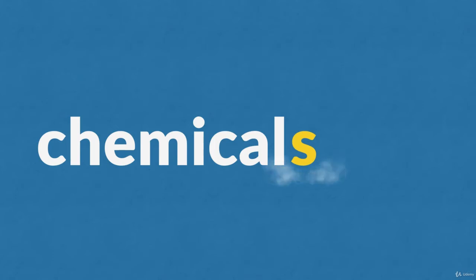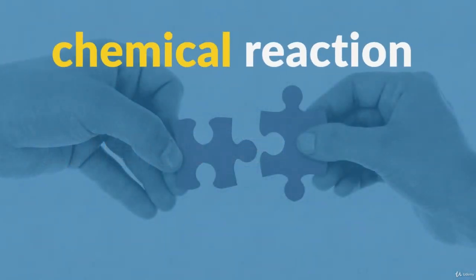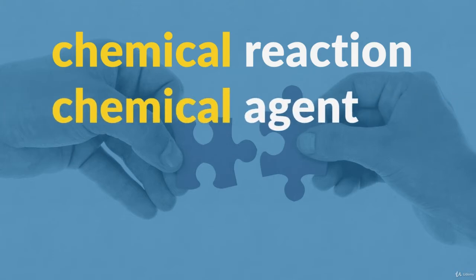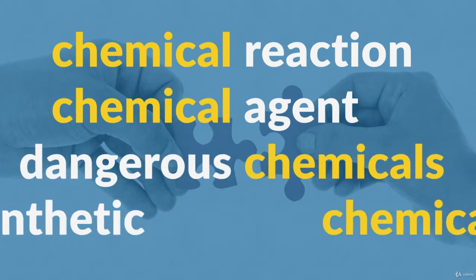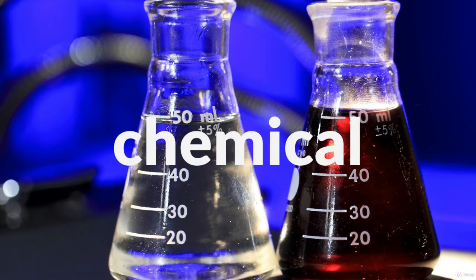So chemicals is a plural noun, and you can turn chemical into an adverb, chemically. For example, chemically treated food, or the drug chemically affects your thought processes. Some common collocations: chemical reaction, chemical agent. So these are uses of chemical as an adjective. These are next to a noun, so we talk about dangerous chemicals and synthetic chemicals.